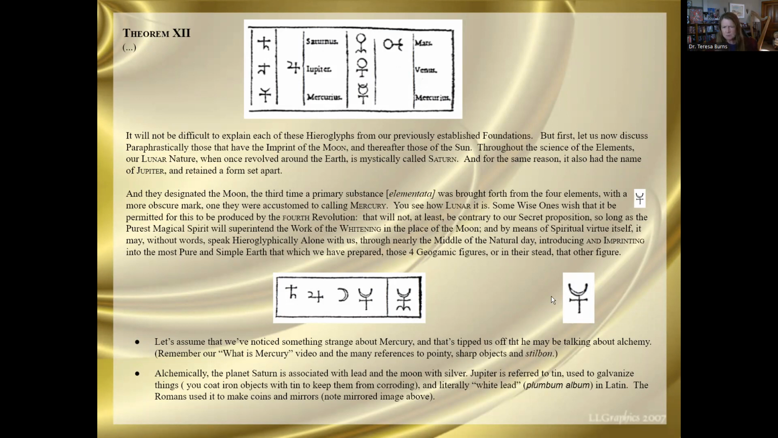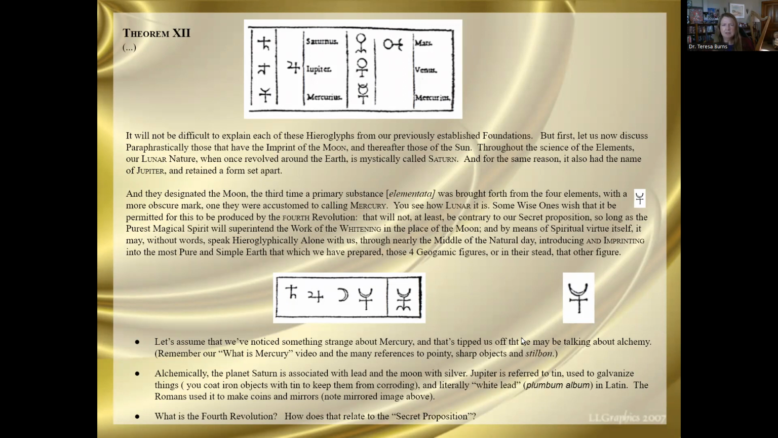Alchemically, though, since I noticed the language of alchemy here, alchemically, Saturn is associated with lead. The moon is associated with silver, the sun with gold, Jupiter to tin, which you can use to galvanize things like coating iron objects to keep them from corroding. By the way, tin is literally white lead in Latin. The Romans used it to make coins and mirrors, which somewhat explains this mirrored image of Jupiter, right? It's flipped and mirrored.